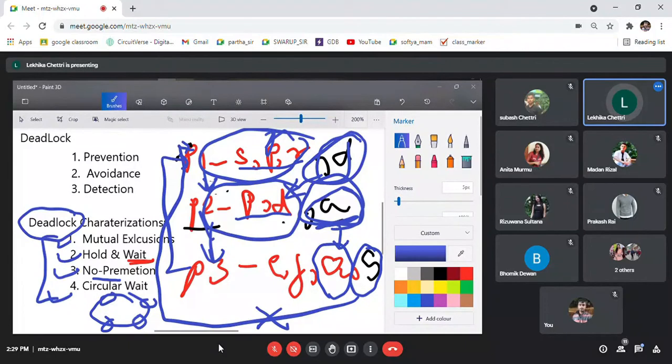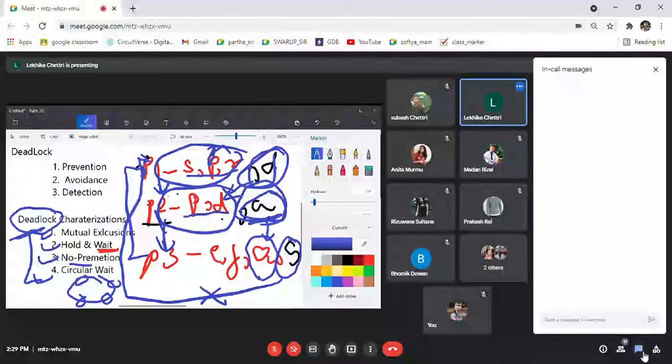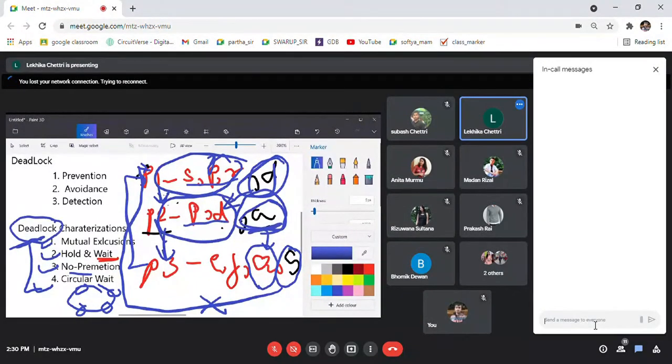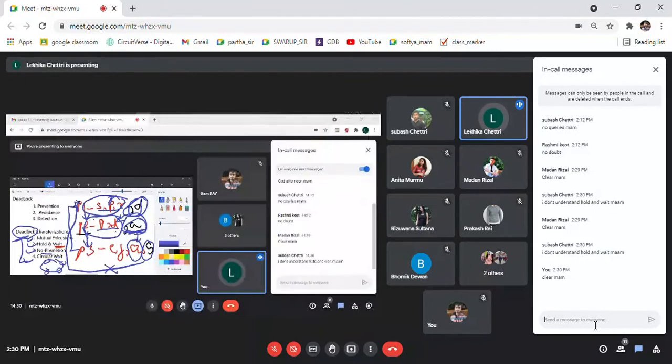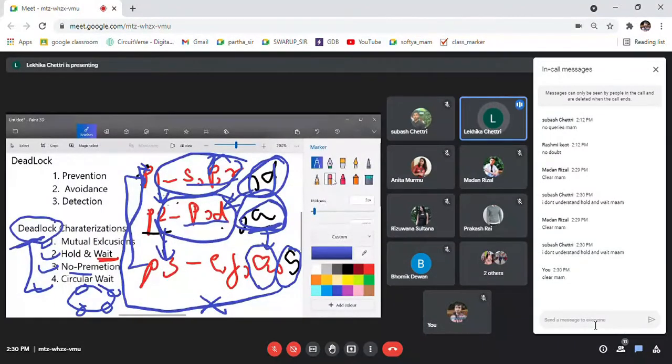So now is deadlock clear, and are the necessary conditions or deadlock characteristics clear? If clear, write in the chat box "clear", then I'll proceed with another topic. If not, write down which topic is not clear, I'll explain again. Ma'am. Okay, Subhash, let's understand hold and wait once more.